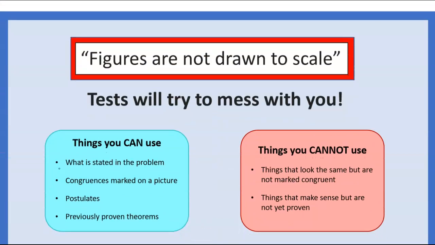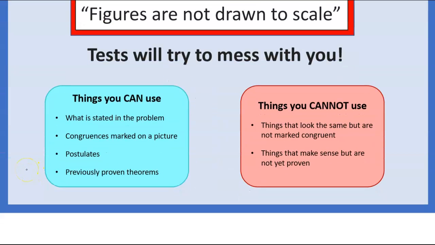So you need to pay attention to what you can and cannot use in these problems. You can use what's stated in the problem, what's marked on a picture, and postulates and theorems that we've talked about previously in class or in math textbooks. But things you cannot use are, you can't just say things look the same. You can't use that as a valid reason to believe things are congruent. You also can't use things that make sense but are not yet proven. You have to actually prove them first before you can use them.